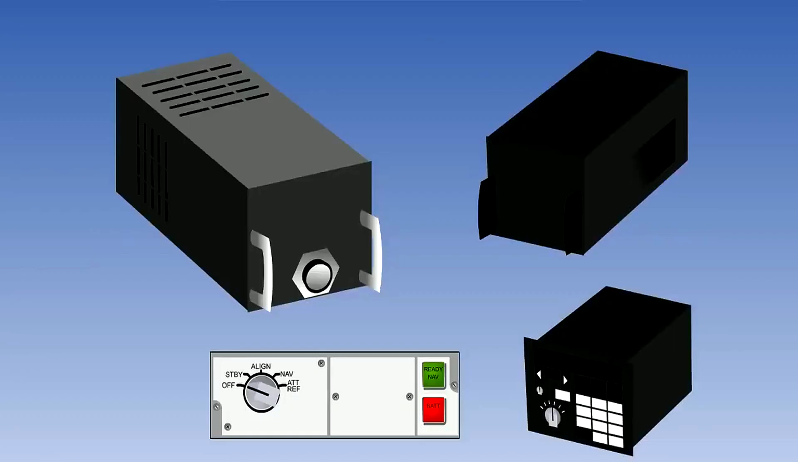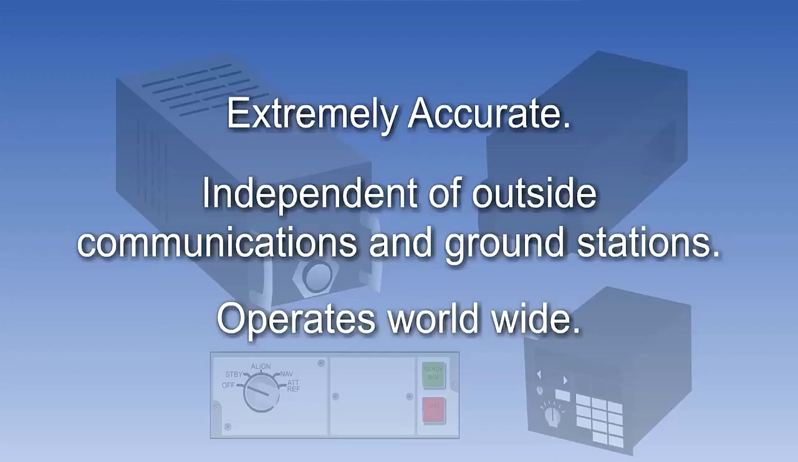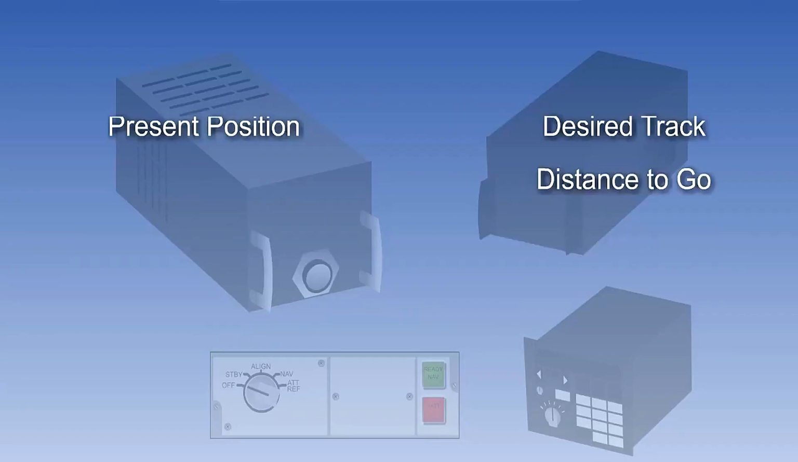Let's summarize what we have covered so far. INS is a complex and expensive full navigational aid. It is extremely accurate, independent of outside communications and ground stations, and could operate worldwide. INS provides much more than just present position. All of these facilities are measured or calculated.